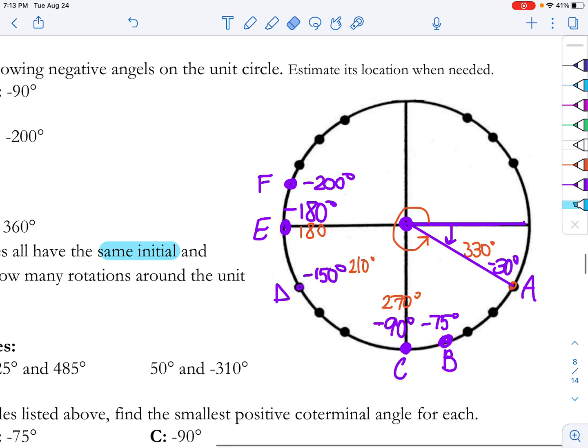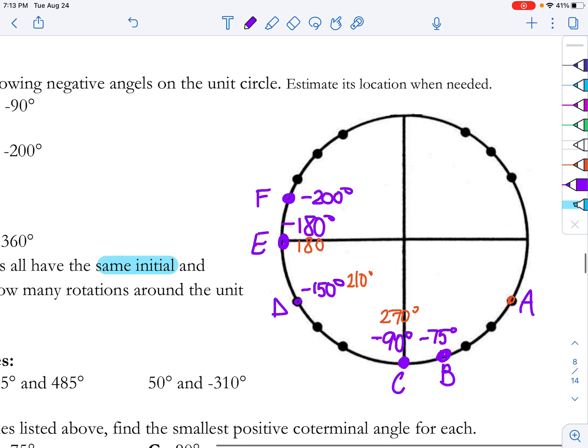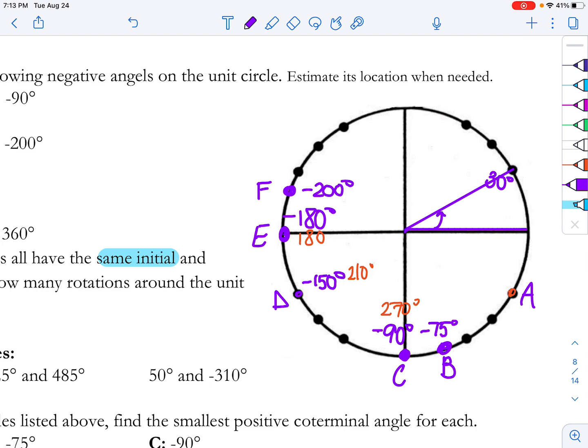So for example, I could give you a brand new one. Let's look here. So those were negative. One of the angles was negative. What if we took this point, this angle that opened up 30 degrees? What if we drew another angle starting at the positive x-axis, and then it rotated around once, which would be 360, and then it ended at the same spot?